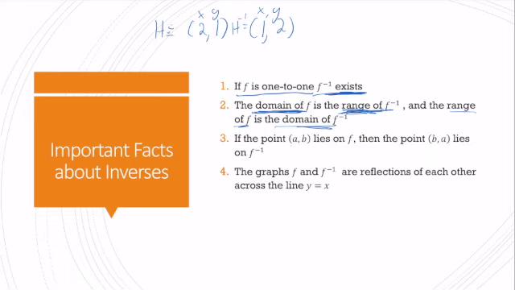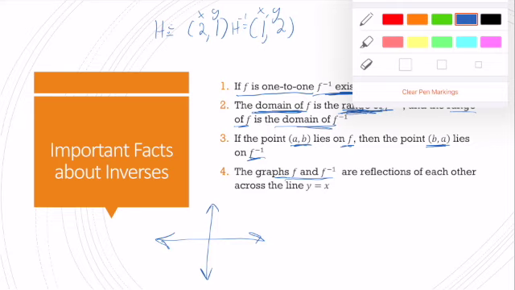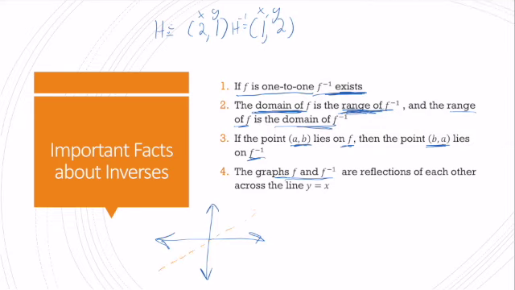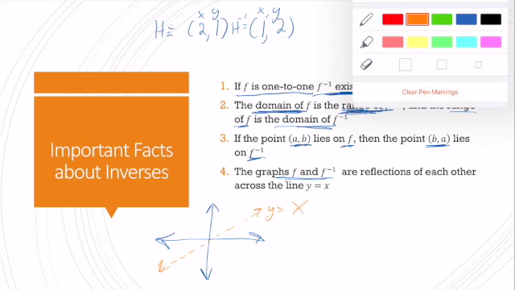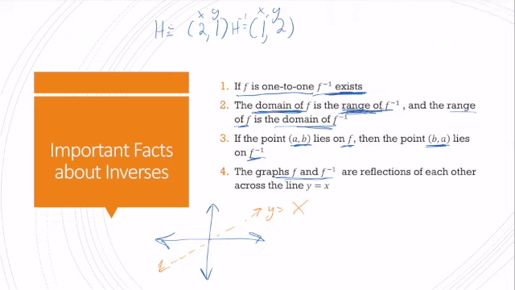Okay, and the graphs of these inverses are reflections of each other across the line y equals x. What does that mean? Okay, let me show you. So here we have the line y equals x. This is just the line y equals x with a slope of 1. So if I have a line that is f, if I reflect that across the line y equals x, it's a pretty good reflection. That's f inverse.